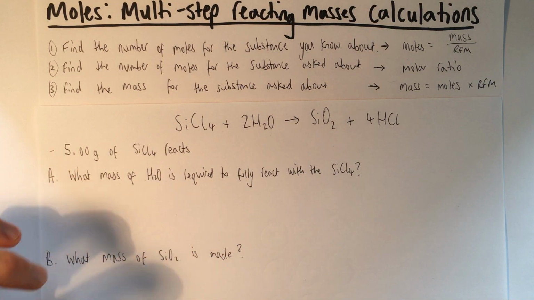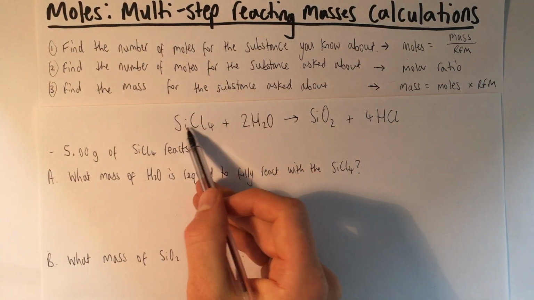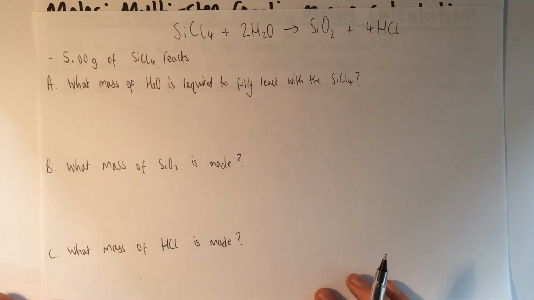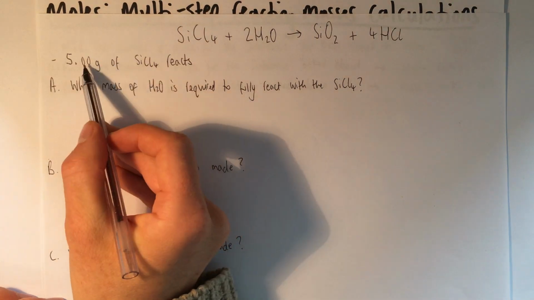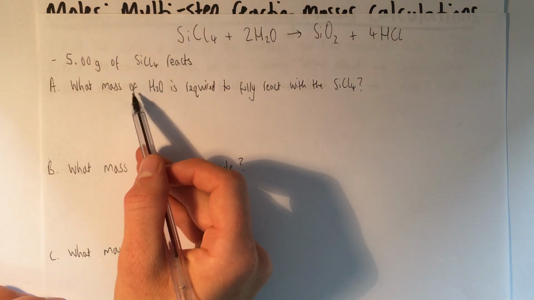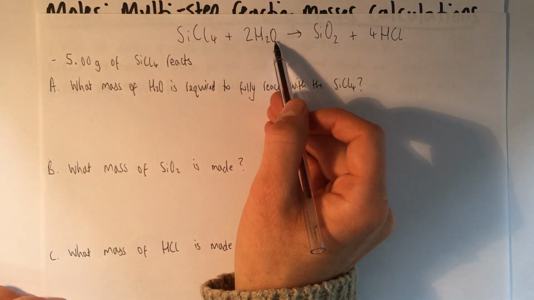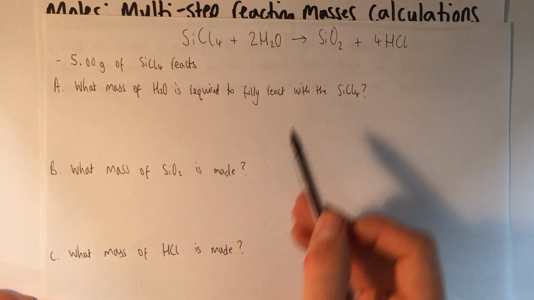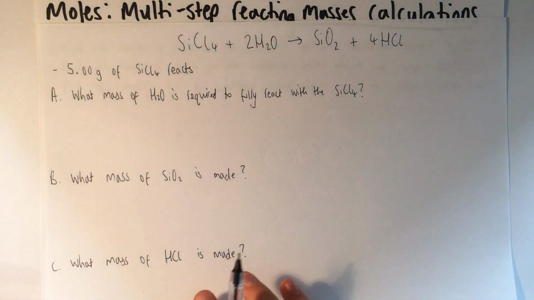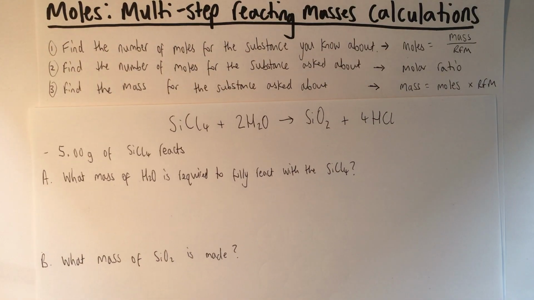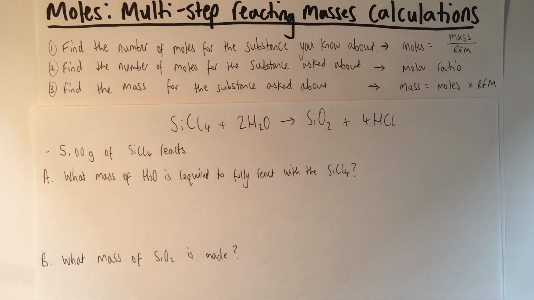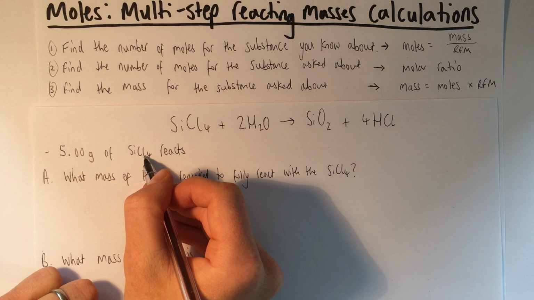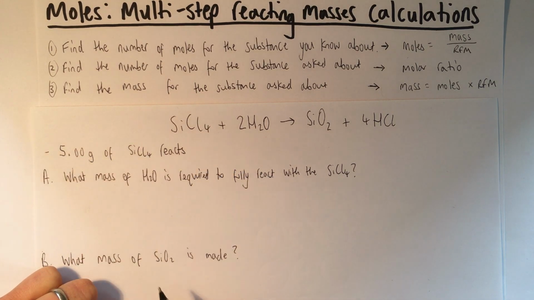Okay, so I'm going to go through using the same equation, the 3 parts of this question. So I'm going to use what I've been told about silicon tetrachloride to work out the mass of water that it will react with, the mass of silicon dioxide that it will make, and the mass of hydrogen chloride it will make. Okay, so first thing, I've been told the mass of silicon tetrachloride is 5 grams.